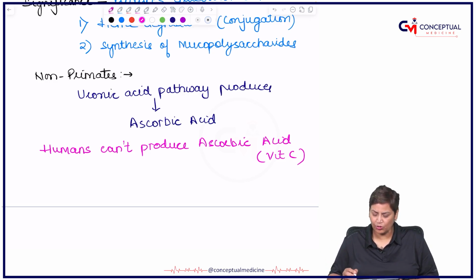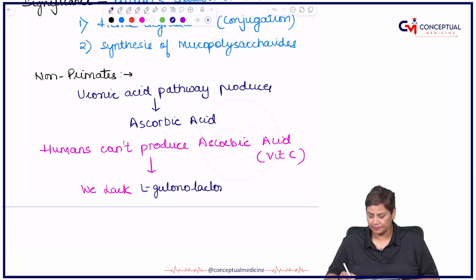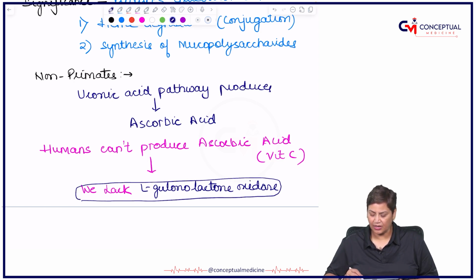So humans cannot produce ascorbic acid as we lack this enzyme. The name of the enzyme is L-gulonolactone oxidase. Since we lack L-gulonolactone oxidase, we cannot produce ascorbic acid, and this uronic acid pathway is only till the formation of glucuronic acid. And I'll just show you the pathway also.